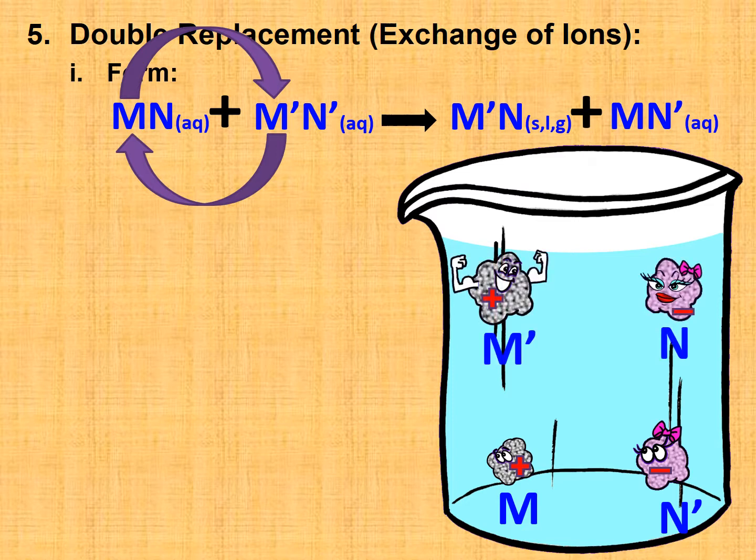Now, the last possibility is what you see in the beaker. If all the ions are soluble and no precipitate, gas, or liquid water forms, then no reaction occurs. All we end up with is a bunch of ions dissolved in solution.